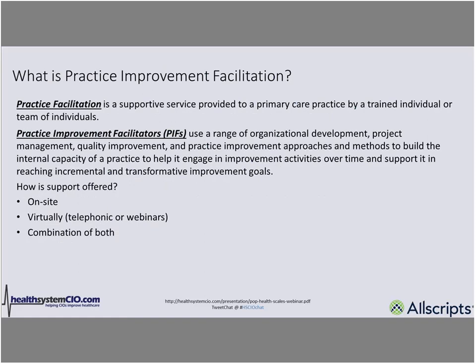In addition to creating the reports, integrating the clinicians with the practices, we also employ practice improvement facilitators. We call them PIFs, so if you hear me refer to that, that's what I'm talking about. Practice facilitation is a supportive service to help the primary care practice. I think of our PIFs as account managers. They literally are assigned practices throughout our ACO, our owned practices as well as our independents. They spend a lot of time working with these practices. They use a range of organizational development, project management tools, quality improvement.